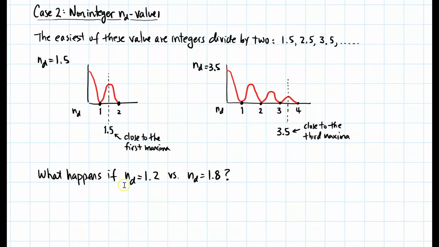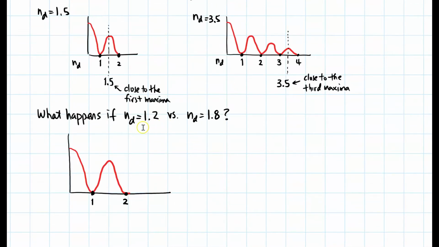Now, what happens if ND is equal to 1.2 versus, let's say, 1.8? What does that look like picture-wise? Now, if I draw the intensity pattern for ND equal to 2, I then get this picture right here. But what am I actually seeing here?